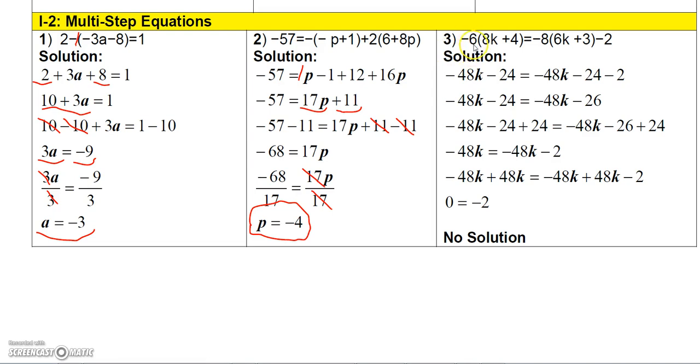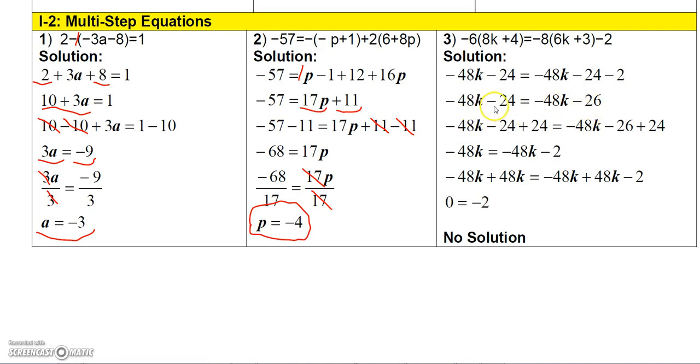Now on this last one here, you'll see I need to distribute on the left the negative 6 through these two terms, and on the right the negative 8 through these two terms. So let's start over here. Negative 6 times 8k would be negative 48k, and negative 6 times 4 would be negative 24. And then on the right hand side, negative 8 times 6k would be negative 48k, negative 8 times 3 would be negative 24, and then just bring down this negative 2. Now I don't have anything here that'll combine on this side, but on this side I have negative 24 minus 2, which I can write as negative 26.